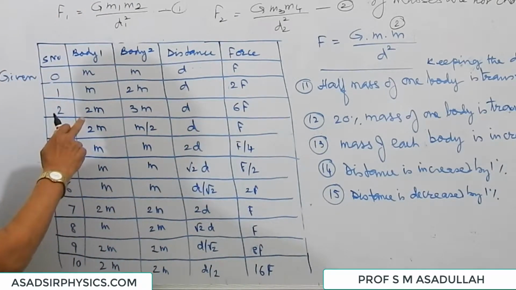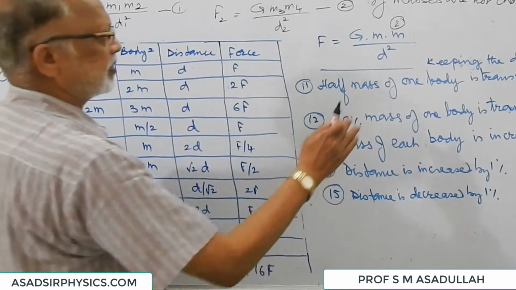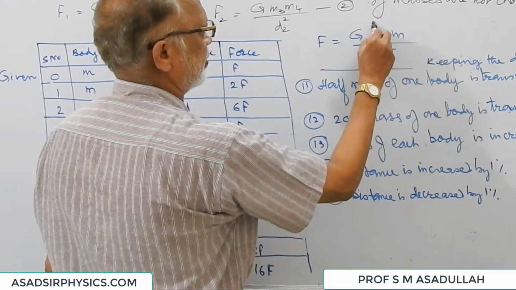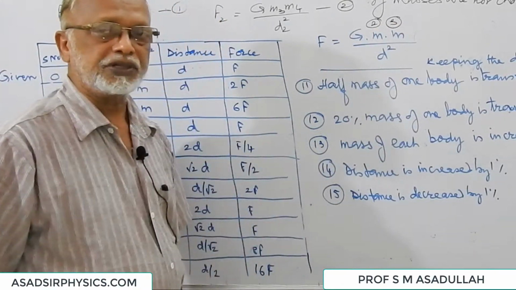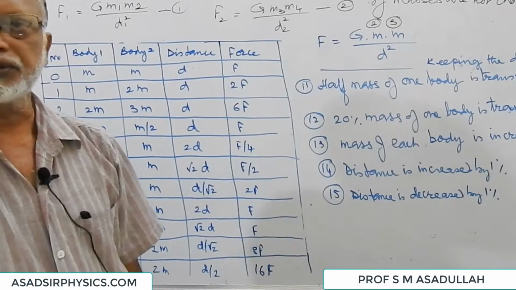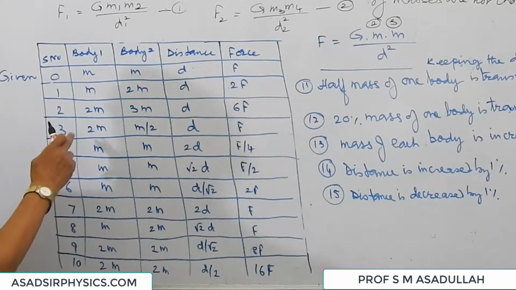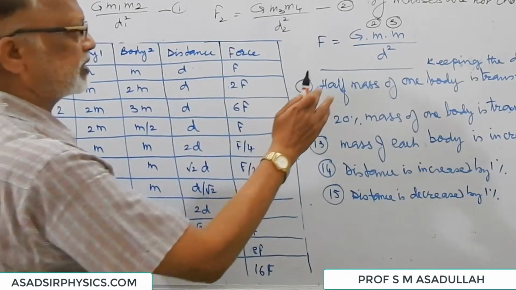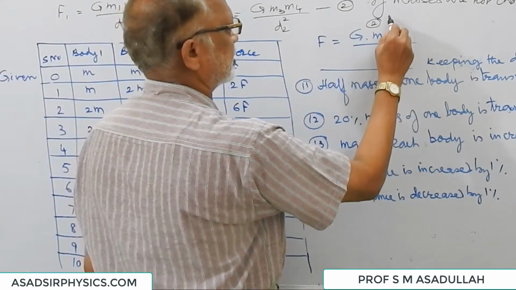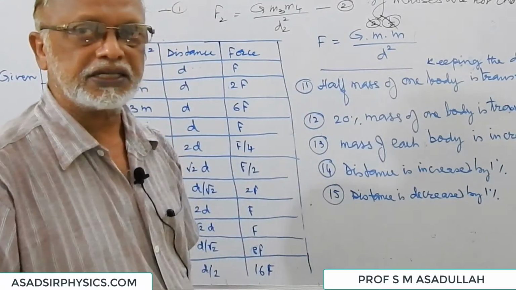Now let us see this. One mass is doubled, the other is made 3 times. Distance is the same. What can be the force? You are getting 2 3s are 6 in the numerator, so the answer will be 6F. Now look here, one mass is doubled, the other is halved. Distance is not changed. 2 into half is 1. That means the answer is F only.